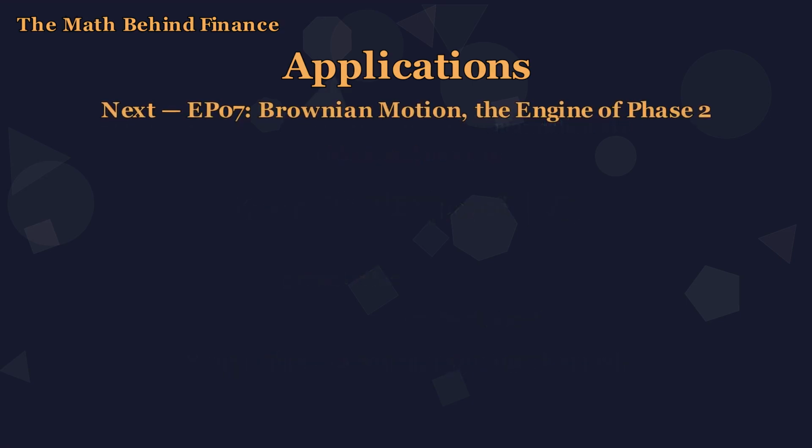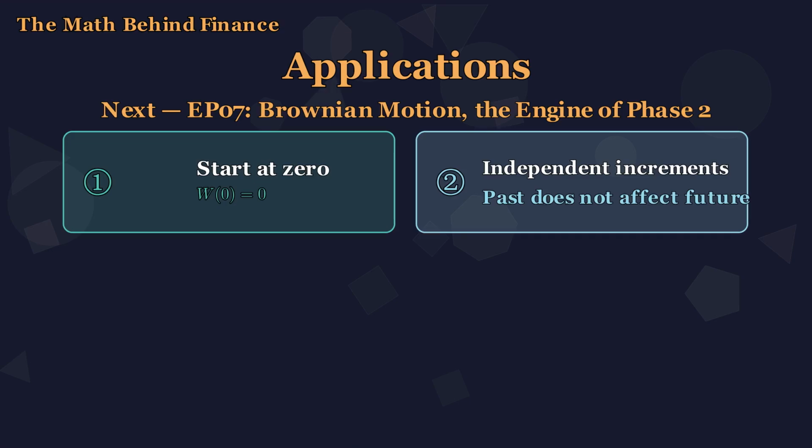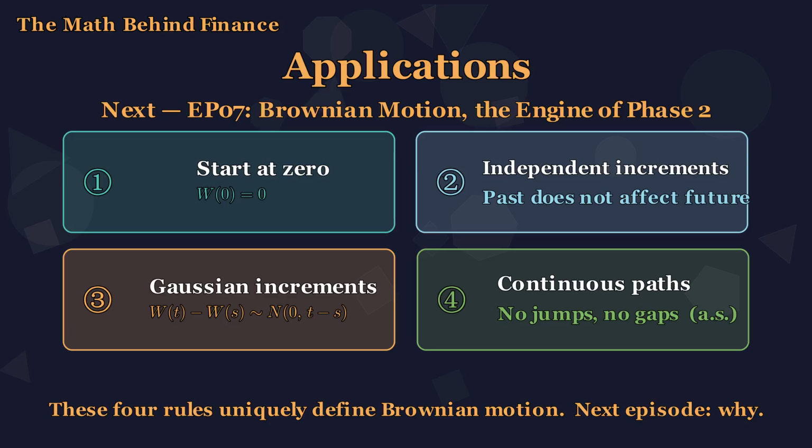To use that formula, we need the process driving the stock price, Brownian motion. 4 properties define it completely. 1, it starts at 0. 2, increments are independent. Past doesn't pollute future. 3, increments are Gaussian with variance equal to elapsed time. 4, paths are continuous. Next episode, we derive each from first principles.